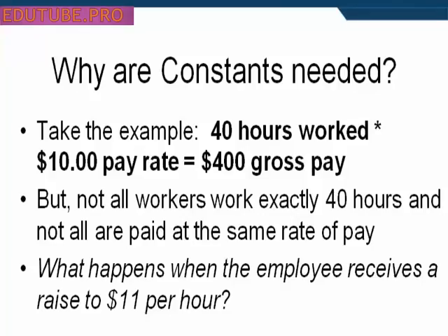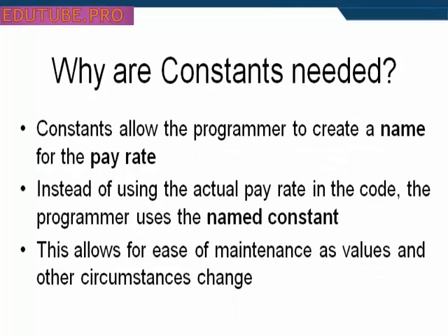Do we now go back into the code and find every place in the program where we coded $10 for the pay rate for a particular employee? Do we change that down to $11 per hour? And what happens 6 months or a year later when they get another raise? Do we constantly change that pay rate multiple times in the program? No, we don't want to do that. We want to create a situation where we can perform what's called program maintenance relatively easily. And this is where constants come into play.